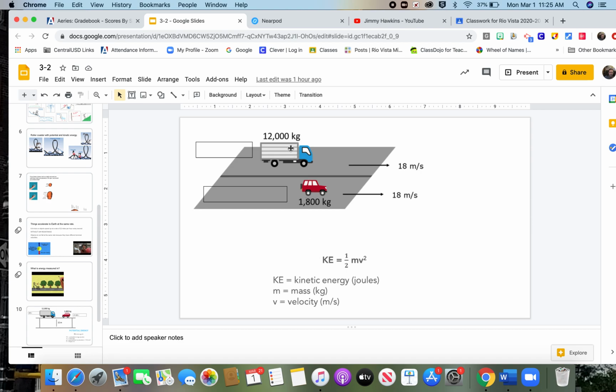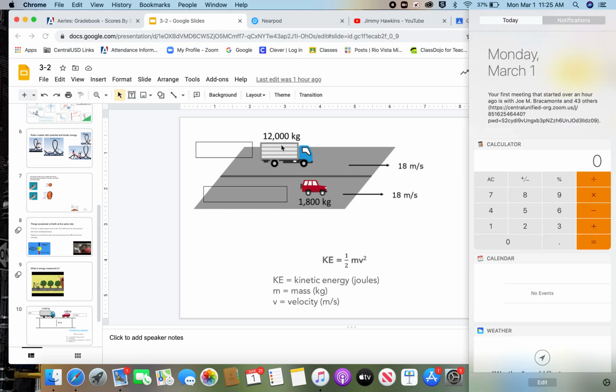The kinetic energy of each of these vehicles. And so the formula for that is right down here. It's 1/2 mass times velocity squared. So if we plug in the numbers, that will tell us the kinetic energy of the object. So let me go ahead and get the calculator.